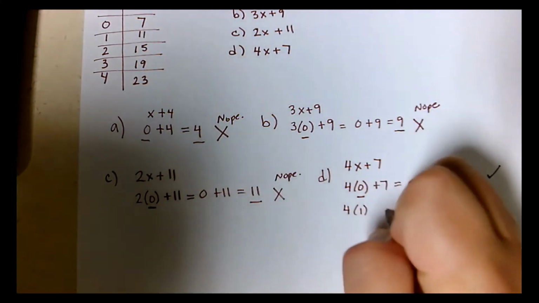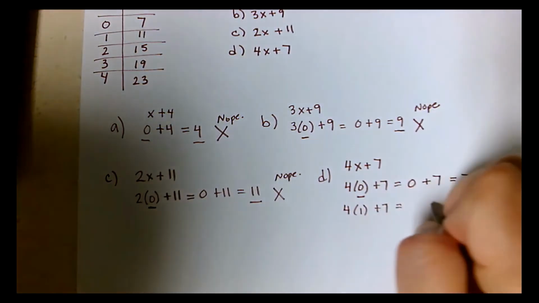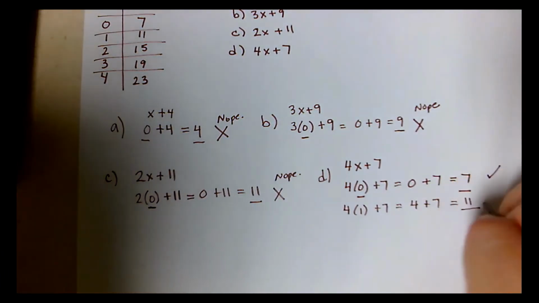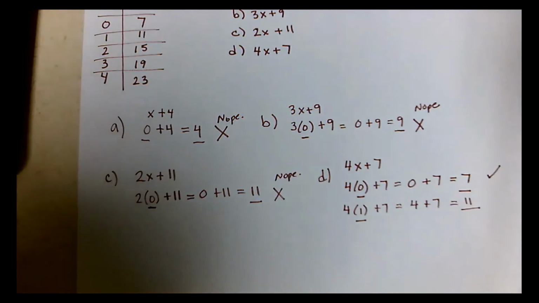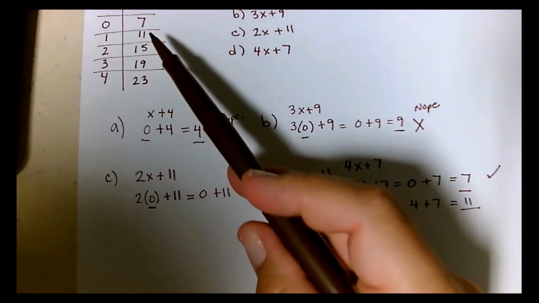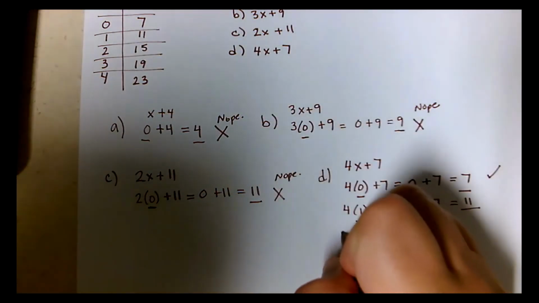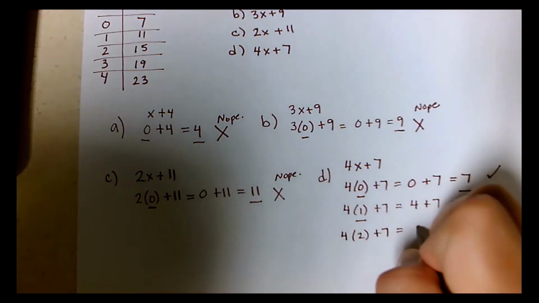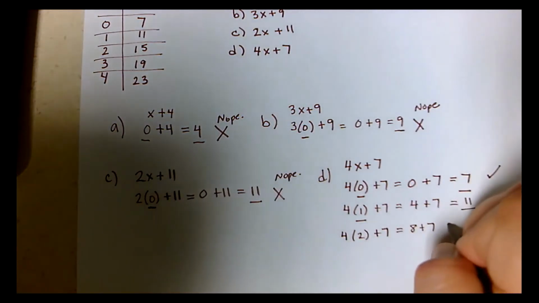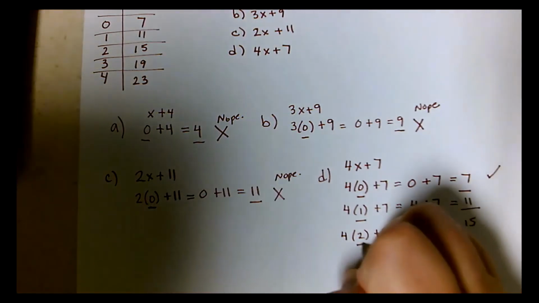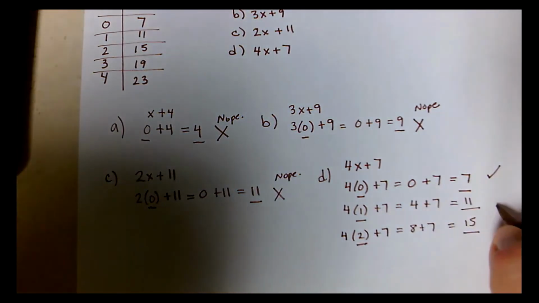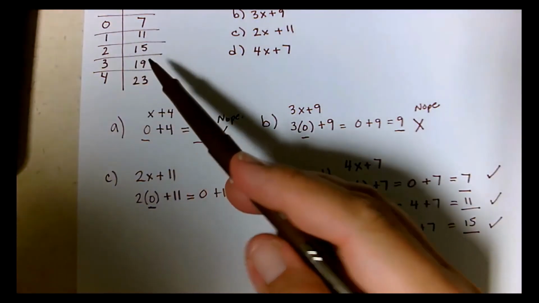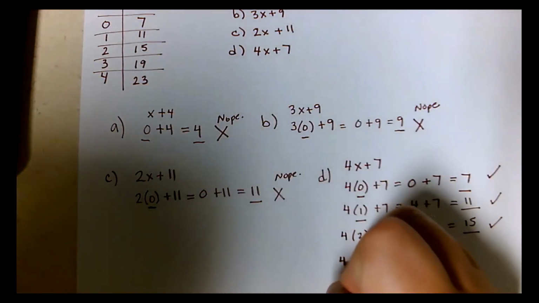4 times 1 plus 7. 4 times 1 is 4, plus 7 is 11. A 1 went in, and 11 came out. 1 goes in, 11 should come out. Let's keep checking. 4 times 2 plus 7 is 8 plus 7, which is 15. 2 went in, 15 came out. That also works. Look at my table, 2, 15. We're seeing a trend here.